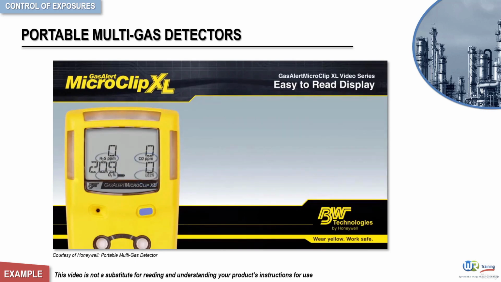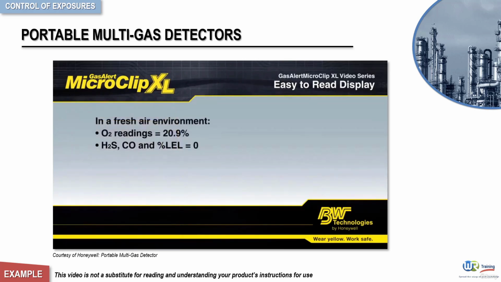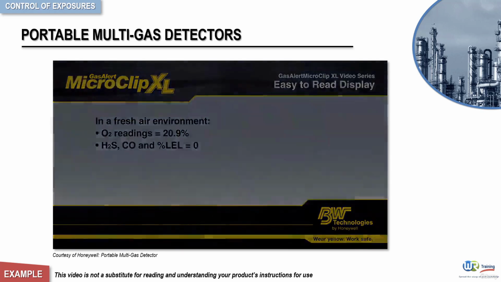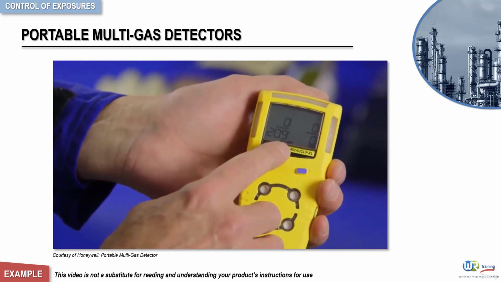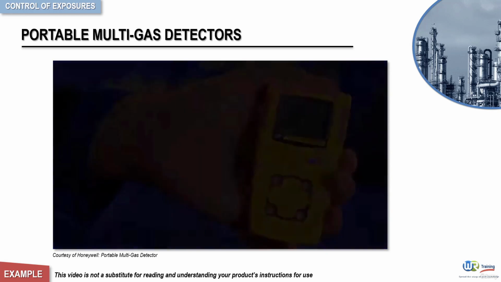Under H2S, CO, and O2 readings, you see the gas type. Percent LEL indicates the presence of combustible gas. In a fresh air environment, you want to see your O2 reading at 20.9% and all other readings at 0. Just like your mobile phone or iPod does, the battery life indicator displays your remaining battery. During standard operation, that is everything you'll see on your screen.